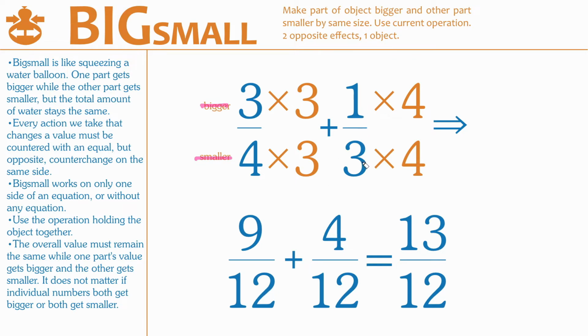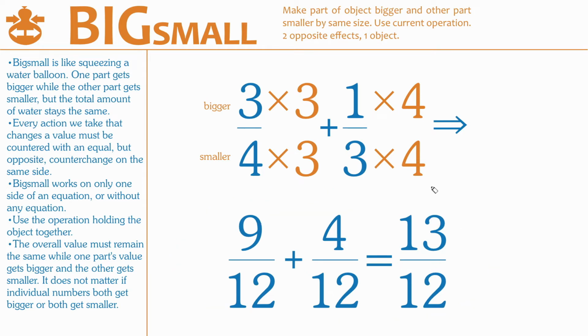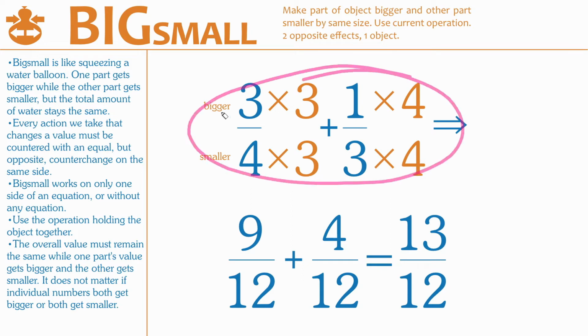1 divided by 3 on a calculator is 0.3333. 4 divided by 12 on a calculator is 0.3333. I did not change the value of that fraction. Of course, now I just go ahead and combine only like things, and I've got 13/12. But the big small came into play up here. I made my fraction bigger on top in proportion to making it smaller on the bottom.